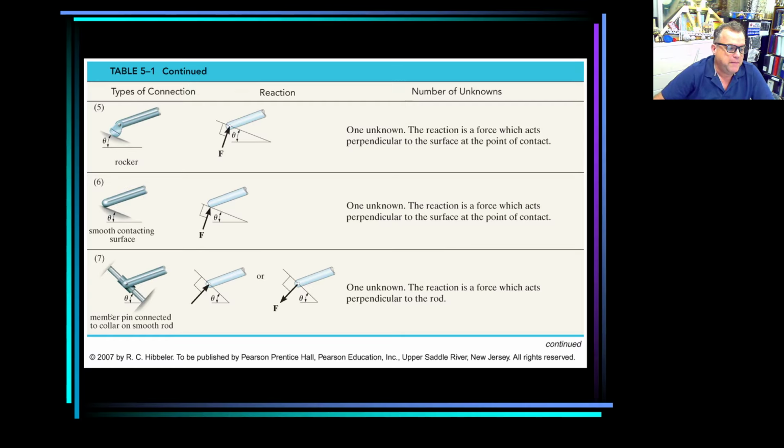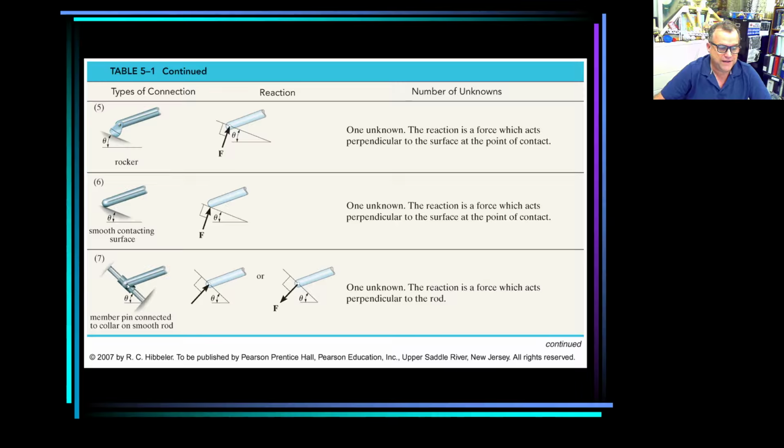And look at this one. Member pin connected to collar on a smooth rod. I don't think I can memorize that in my life. So instead of trying to remember the name of the support, I'm going to focus on what movement is allowed and what movement is restricted. So look at that. This is a collar, so this collar can slide. That is the reason for that collar. If it can slide, there is no reaction force there. Now if I try to move it up and down in this direction, that is not going to happen, meaning there is a reaction force provided there.